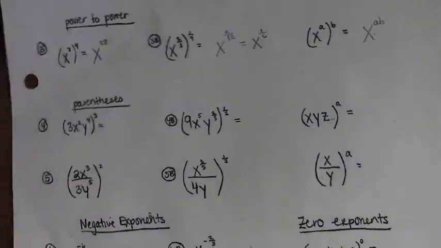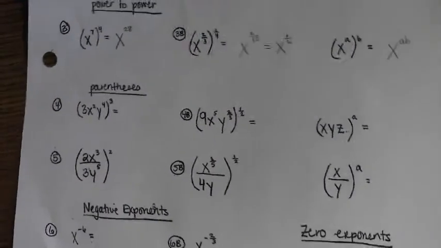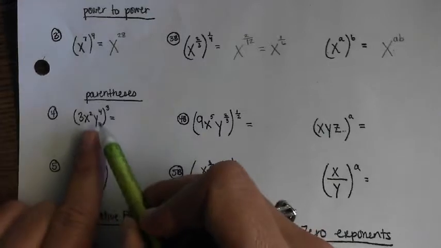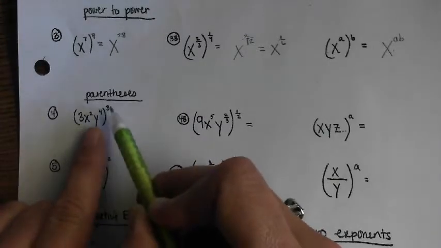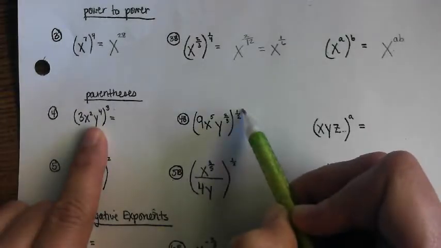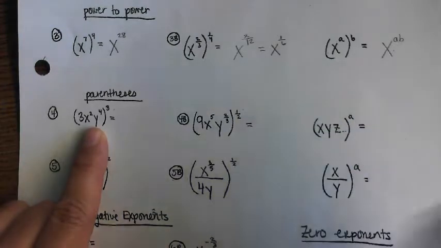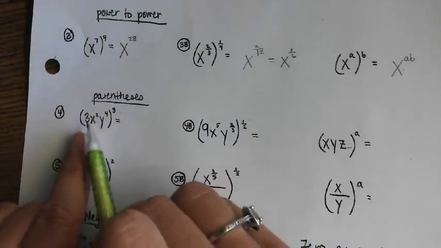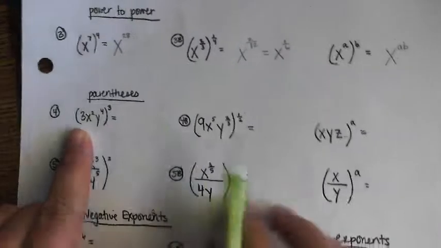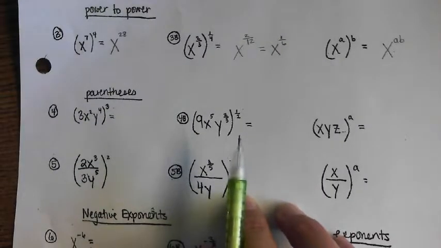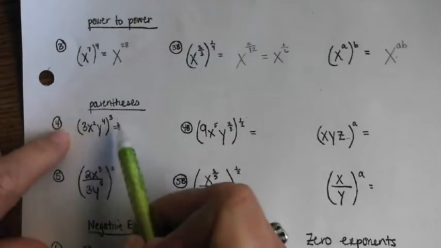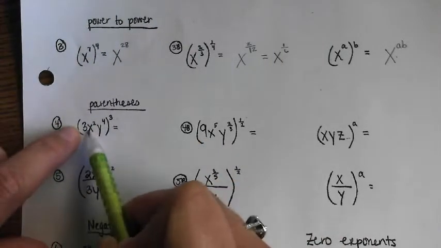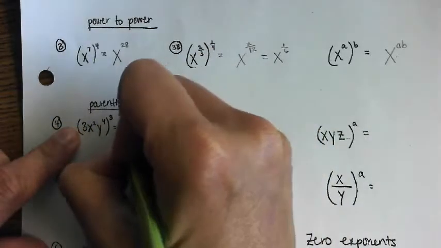Now, with parentheses, and what you'll notice, because we talked a little bit about this yesterday, inside these parentheses that are being raised to the 3rd power, or the 1/2 power, or the A power, these are monomials in here. So there's no real need to expand and FOIL. Well, even if you did expand, you wouldn't be FOILing. You literally just have to, in this case, cube each term. So 3 to the 3rd power is 27.